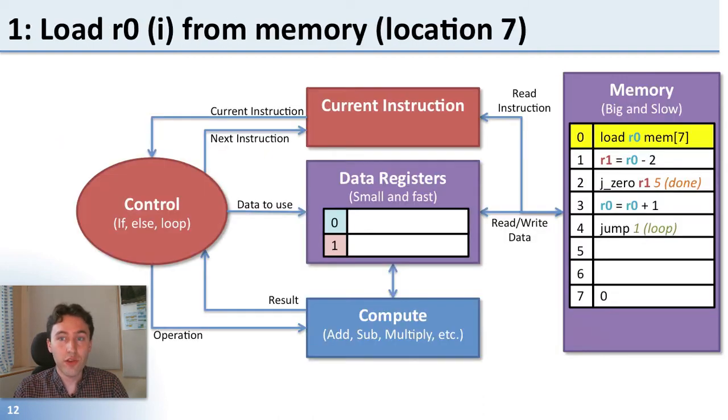So let's start walking through our instruction. The first thing we do in our instruction is we load R0, which is the value for the variable I in our C program, from the memory. So this is stored in location 7.